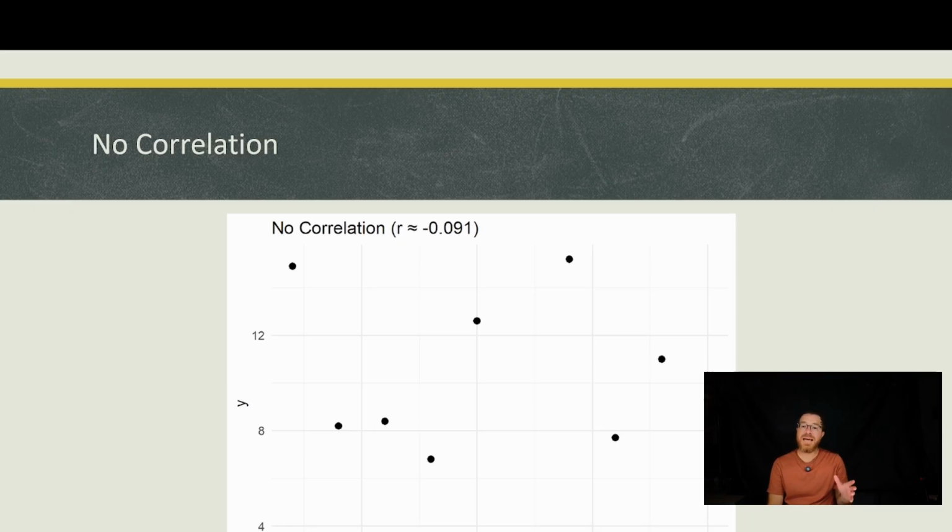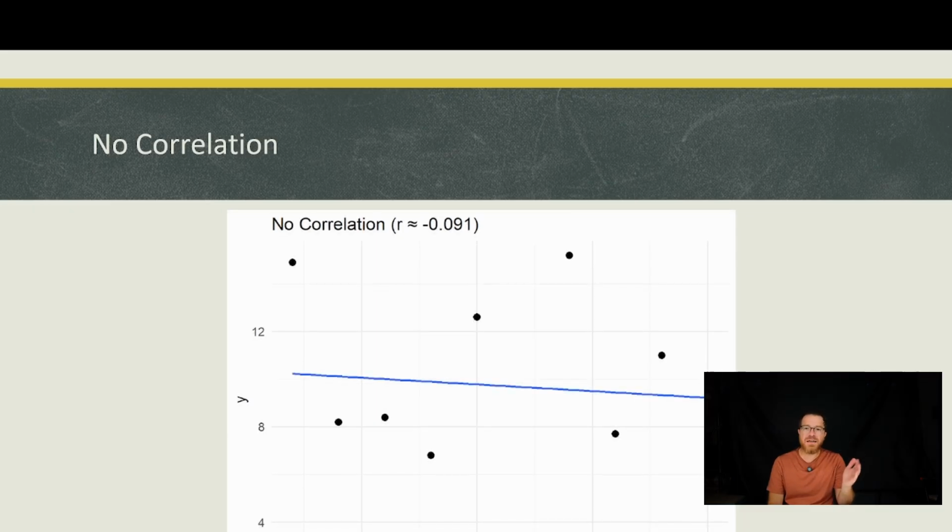You're generally not going to have R equal to 0, but in this case, it's actually pretty close. So if we were to try to draw a line, you'll notice that it is slightly negative, but otherwise it's almost a flat line. It really doesn't describe what's happening in a positive or negative way. And you'll notice from this that all the points are very spread out from it.